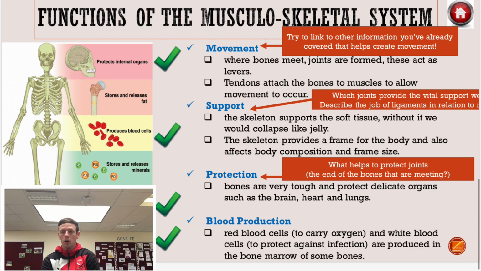Where bones meet, joints are formed, and these can act as levers, so because joints are formed, it allows movement to be created. It allows you to move parts of your body. Tendons, remember what tendons do? Tendons attach the bones to muscles to allow movement to occur. As a muscle contracts, it is attached to a bone, so when a muscle contracts, it will cause movement.